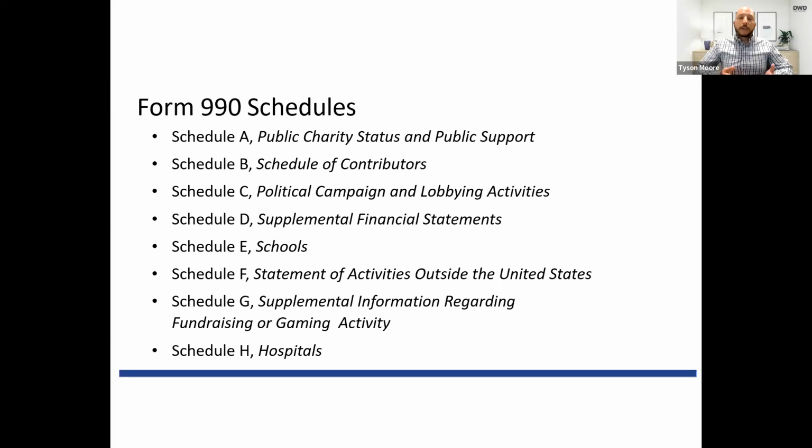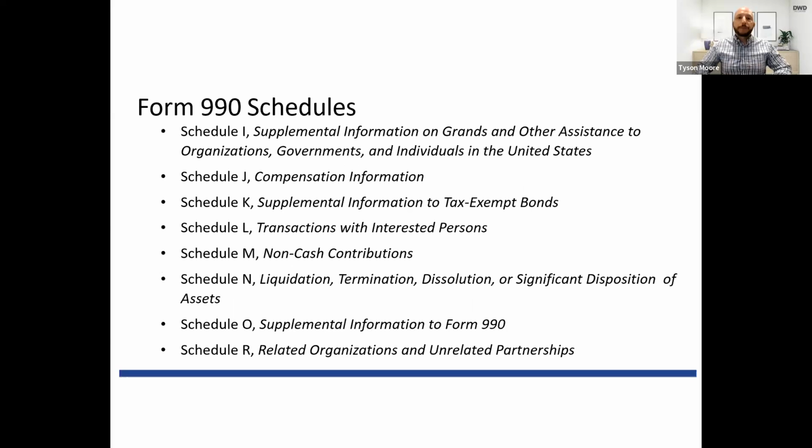So as I said earlier, there are some schedules that need to be completed based on different activities of the organization. You can see here the first set of schedules that are available. And keep in mind, not every not-for-profit is going to need to file every single one of these schedules. Most not-for-profits will have to file Schedule A, which talks about the public support test. Schedule B, again, talks about your contributors and basically where you're going to get your money from. And Schedule D, which will provide additional information about your financial statements.